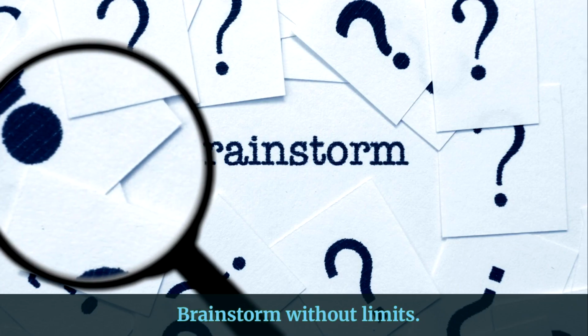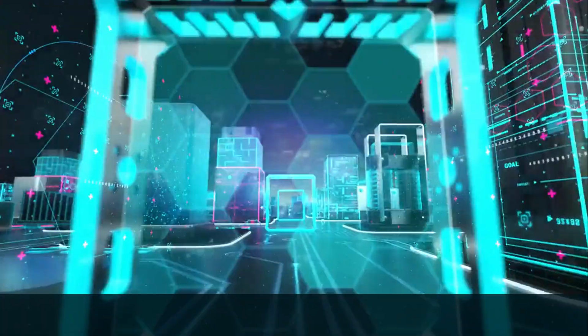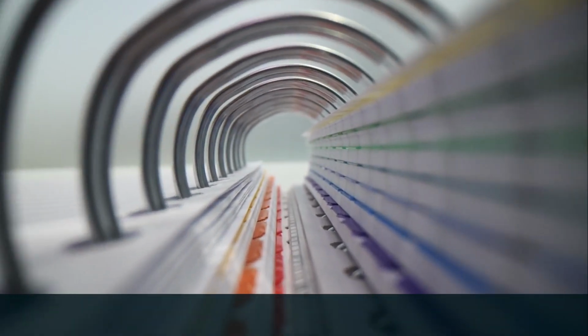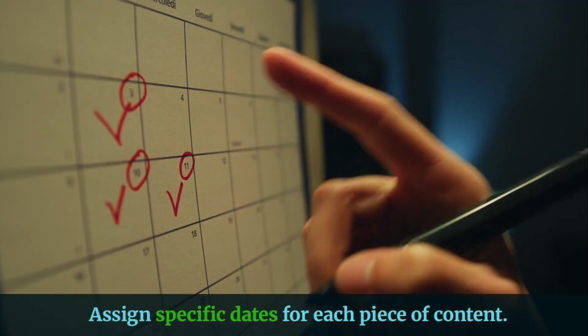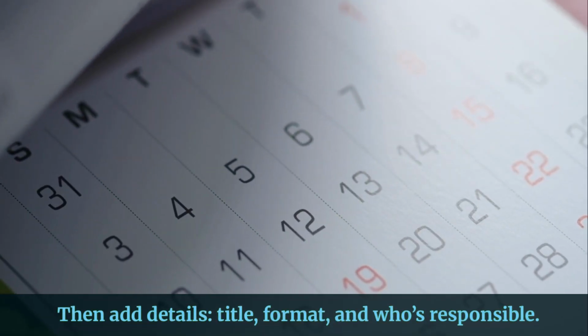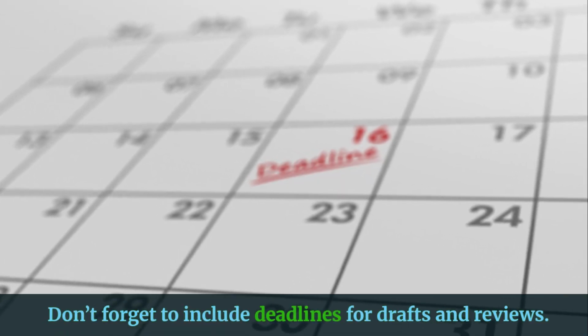Brainstorm without limits. Use a spreadsheet or app for better organization. Start filling in your calendar with content topics first. Assign specific dates for each piece of content. Then add details: title, format, and who's responsible. Don't forget to include deadlines for drafts and reviews.